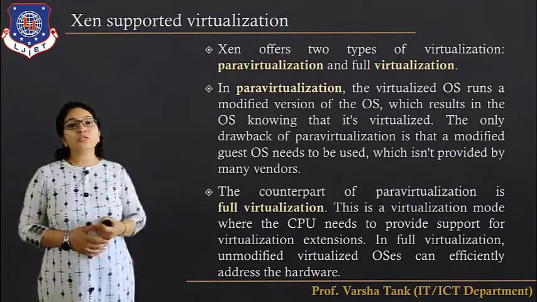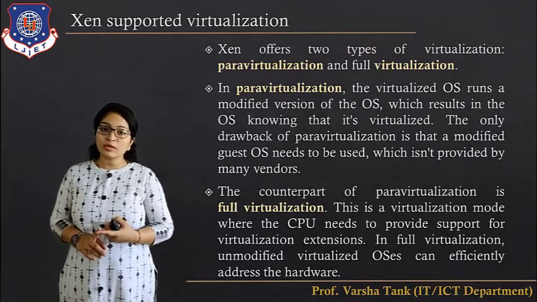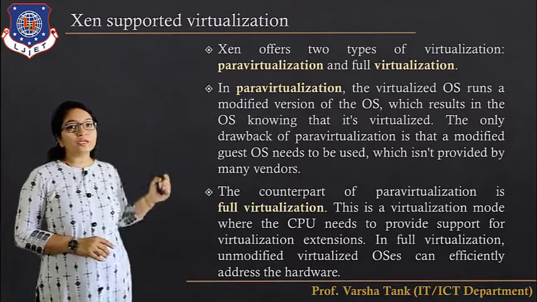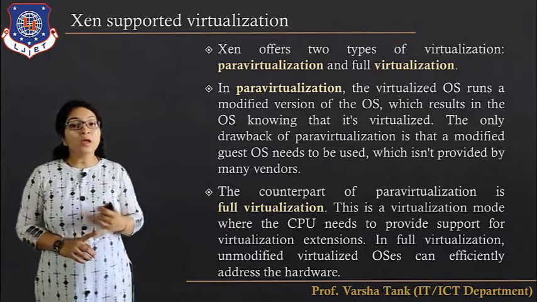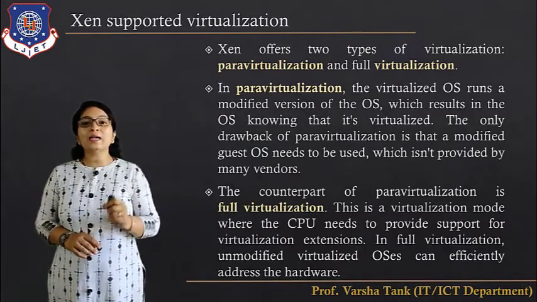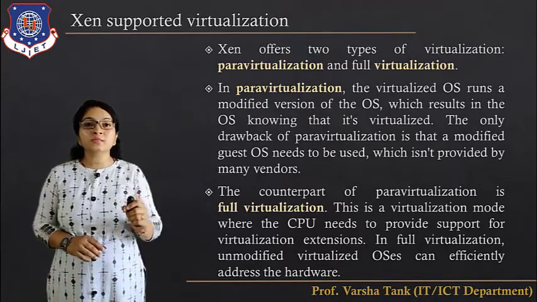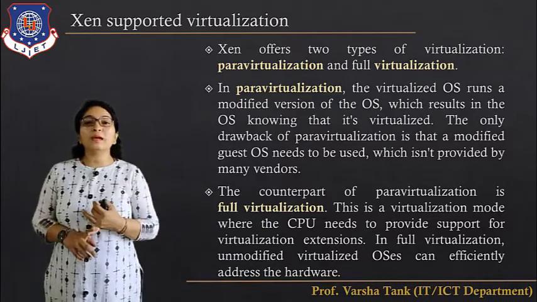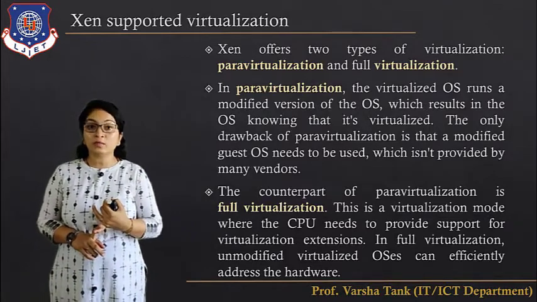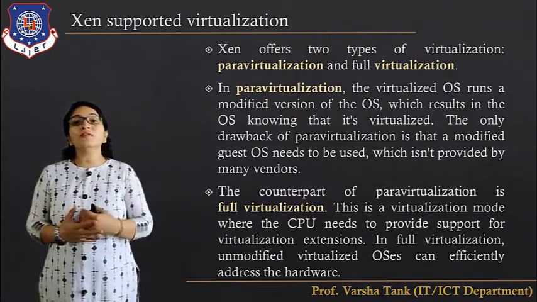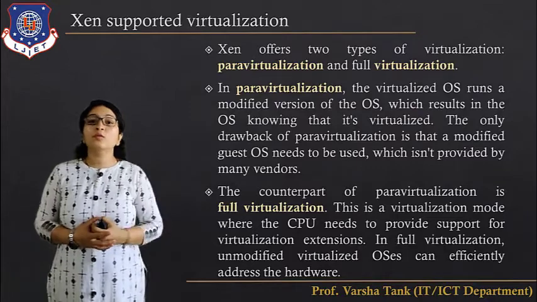Now Xen offers two types of virtualization: para-virtualization and full virtualization. Full virtualization, all of you know, we have discussed. Para-virtualization means the virtualized operating system runs on a modified version of the operating system, which results in the operating system knowing that it is virtualized. The only drawback of para-virtualization is that a modified guest operating system needs to be used, which is not provided by many vendors. So this is not very popular.